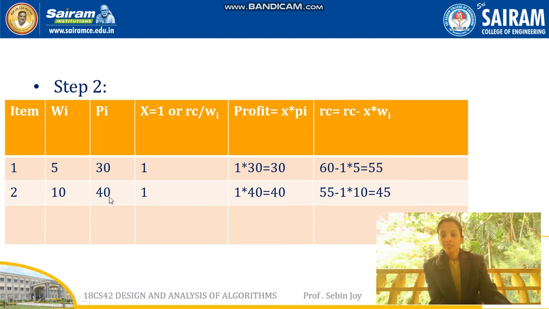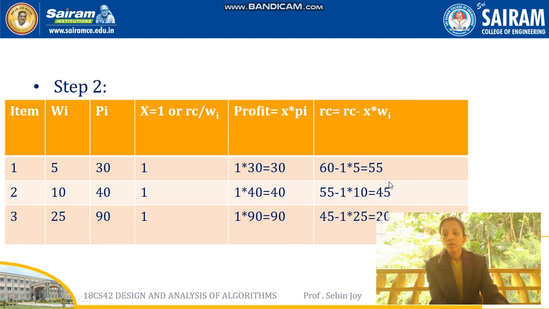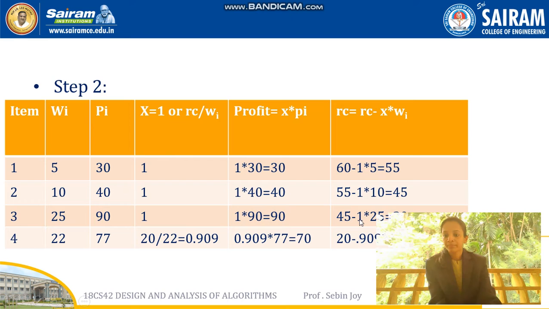Then we check 40 is less than 55. Yes, so x is equal to 1 here. Then we find the profit and the remaining capacity. We now get the remaining capacity as 45. Moving on to the next step, we take the next item, that is 25, 90. We check 25 is less than 45. Yes, so x is equal to 1 here. Then we find the profit and the RC. Now RC will be 20. Moving on to the next step.